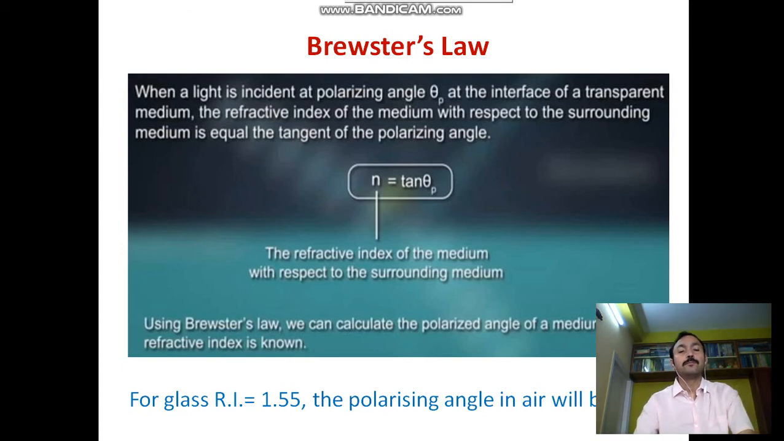Using Brewster's law, we can calculate the polarizing angle of a medium whose refractive index is known. For glass, the refractive index is 1.55. The polarizing angle in air will be calculated as 57 degree for glass.